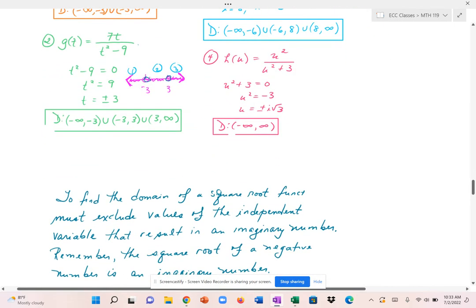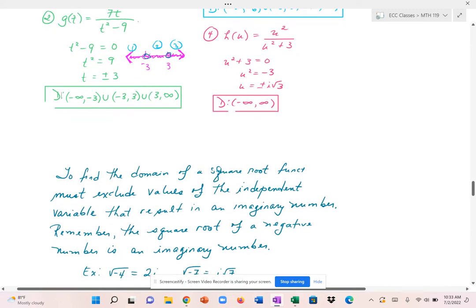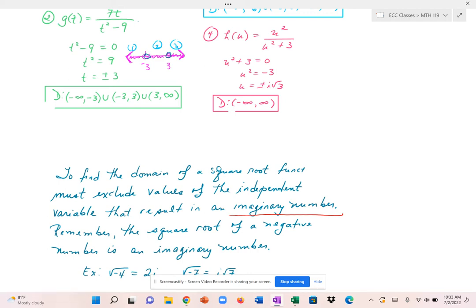All right, so now we're going to talk about the domain of a square root function. With square root functions, you do need to be careful because there could be some restrictions because you want to avoid imaginary numbers. Again, if you have a negative inside of a square root, you're going to end up with an imaginary result. And when that occurs, you have to omit the values of x that would result in that.